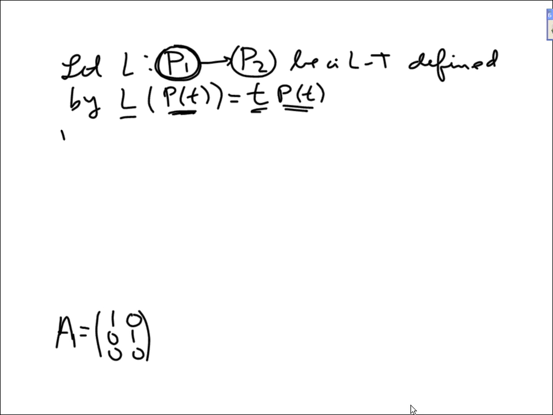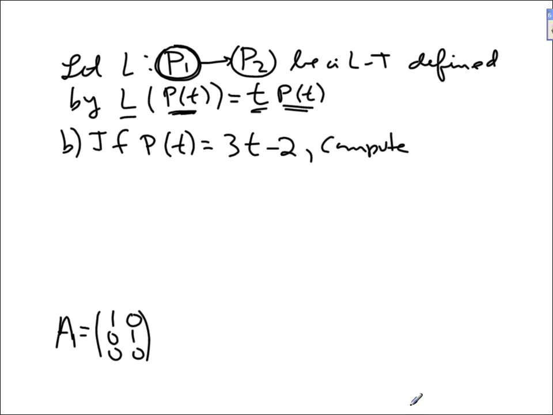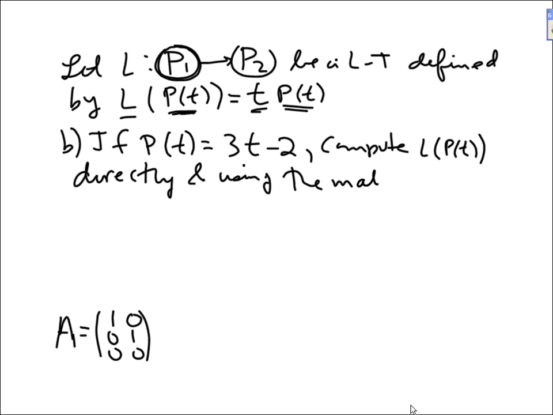Okay, so part B is: if P of T is, say, 3 times T minus 2, we want to compute L of P of T directly, so we know the correct answer easily, and also find L of P of T using the matrix A that we just found.